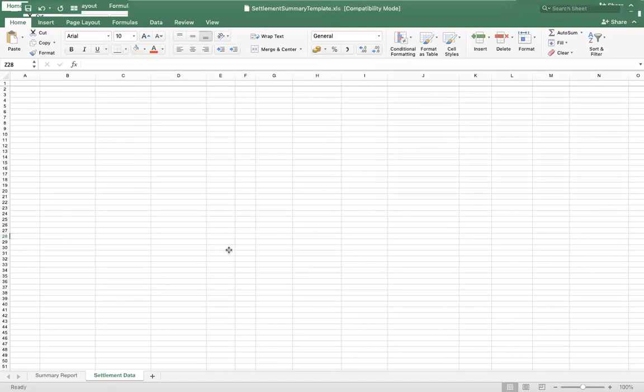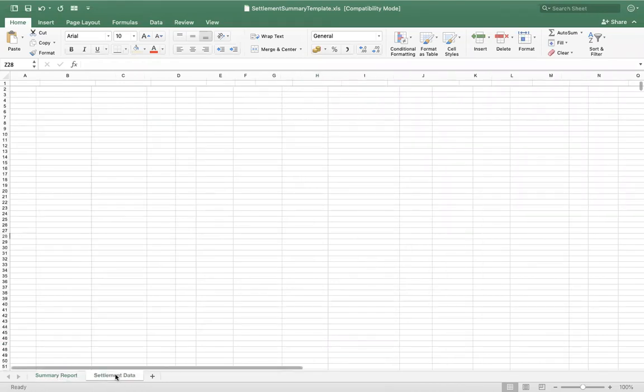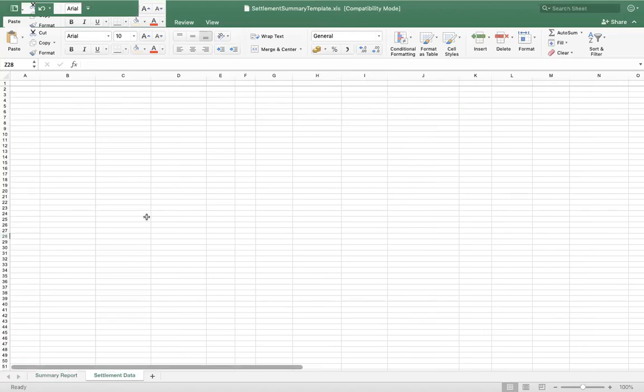So when you open up this settlement summary template given to you by Amazon, you will find two sheets inside it. One is the settlement data, which in this case is empty. And second is the sheet called the summary report, where the entire orders will be broken down into various kinds of heads and charges for you to easily understand. What you essentially need to do as a seller is go onto the settlement data and just keep it blank there.